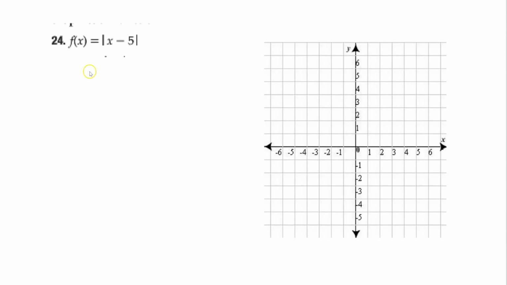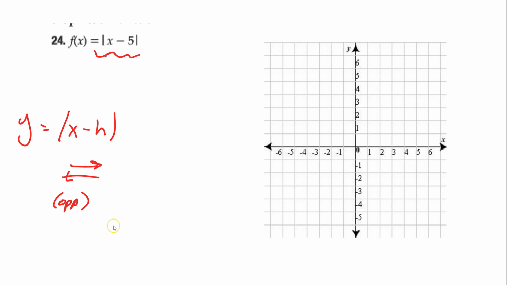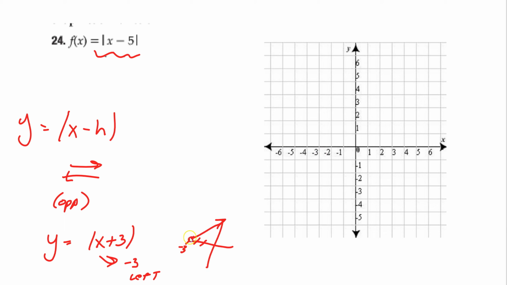How about if it's on the inside? Now this one's a little funkier. So when something's on the inside of absolute value graph, that moves it left and right. But here's a rub. It moves it the opposite direction. So if I give you, for example, y equals x plus 3, what you want to think about this is it's a negative 3. So we're going to move it left 3 because negative is on the left hand side. So my graph would be 1, 2, 3. And then you just grab your absolute value graph.